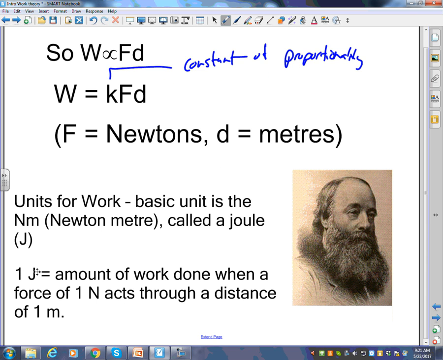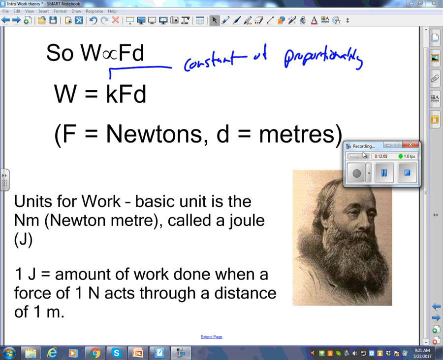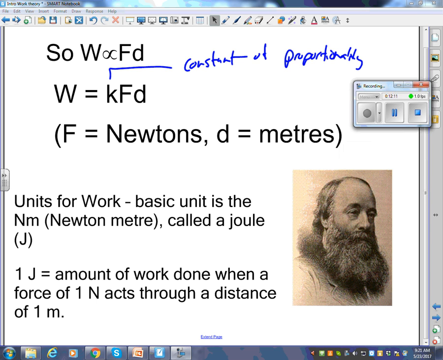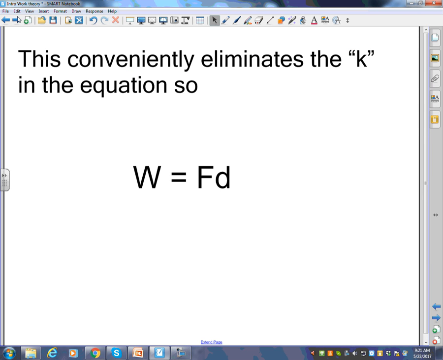So 1 joule is the amount of work done when a force of 1 Newton acts through a distance of 1 meter, and that's called a Newton meter, which we've defined to be 1 joule. Because we define it to be 1, it conveniently eliminates the K in the equation, because a joule is equal to 1 Newton meter.